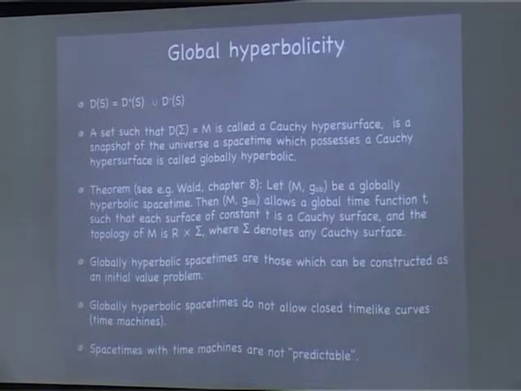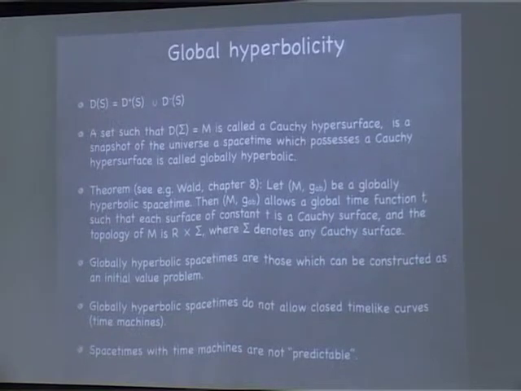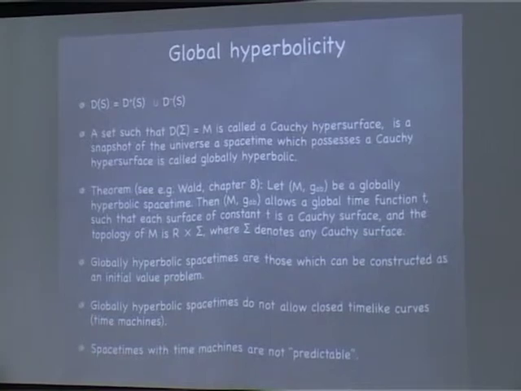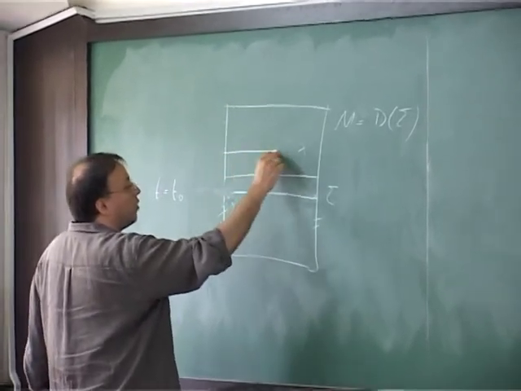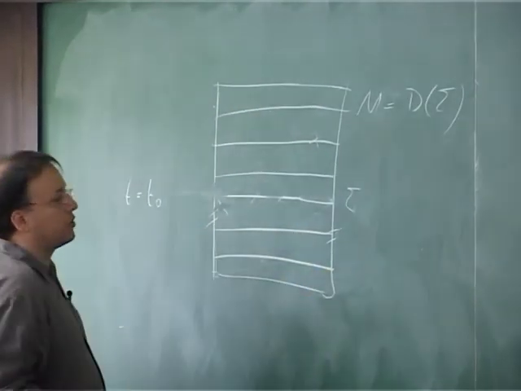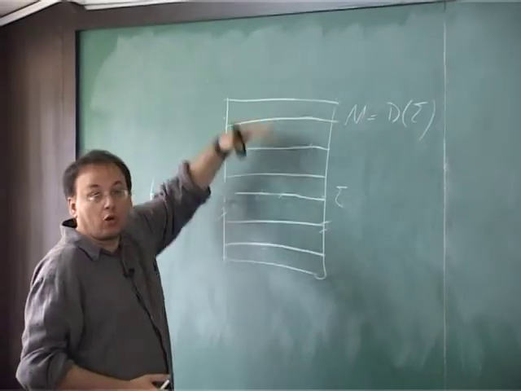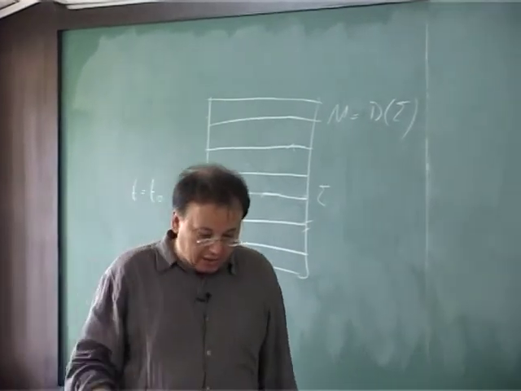Okay? So in this example here, now imagine this has periodic boundary conditions. So in this case, M equals the domain of dependence of sigma, so the whole manifold is the domain of dependence, then we can just foliate the whole manifold by these Cauchy hypersurfaces. And each of them is a Cauchy surface. Each of them determines the whole manifold. Okay? It's the basic idea of a universe.